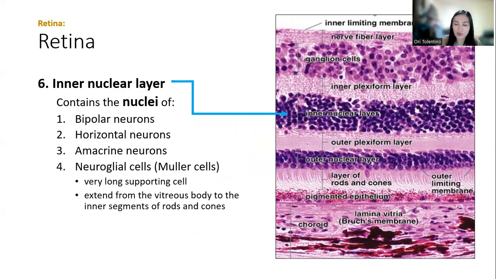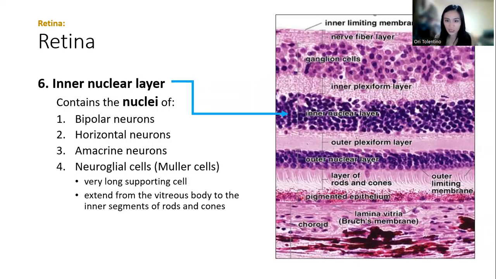After the outer plexiform layer is the inner nuclear layer. It is a nuclear layer, meaning it has the nuclei of the association neurons that connect the photoreceptors to your ganglion cells. So it also has nuclei of the supporting cells or neuroglia. It has the following association neurons: bipolar, horizontal, and amacrine. It also has the nucleus of the supporting cell called Muller cells.